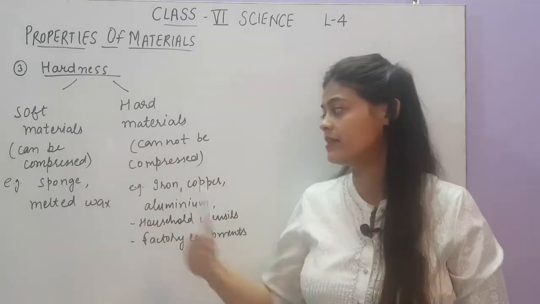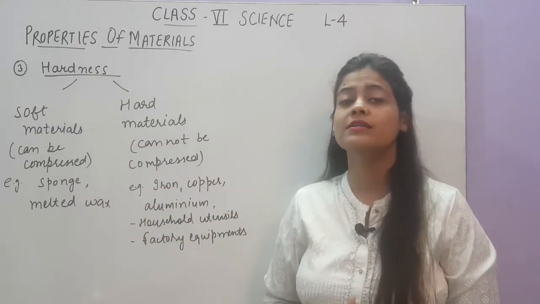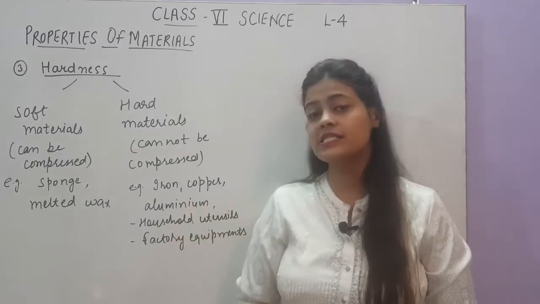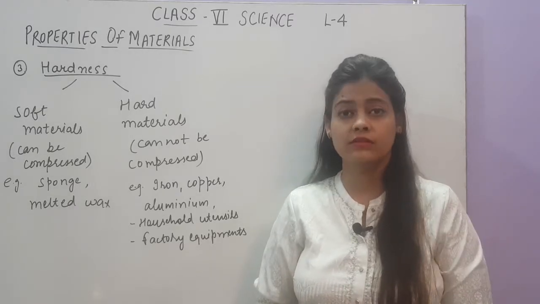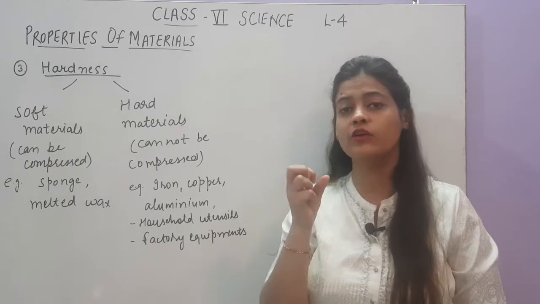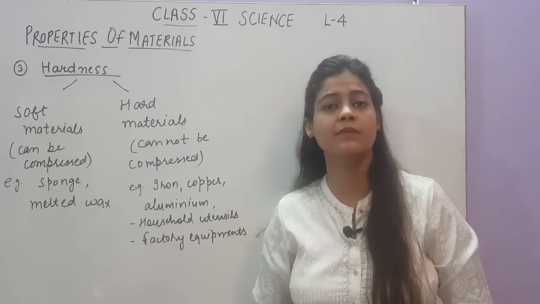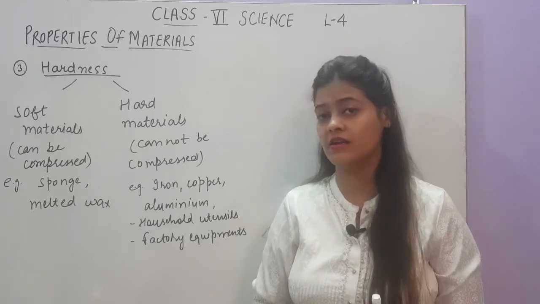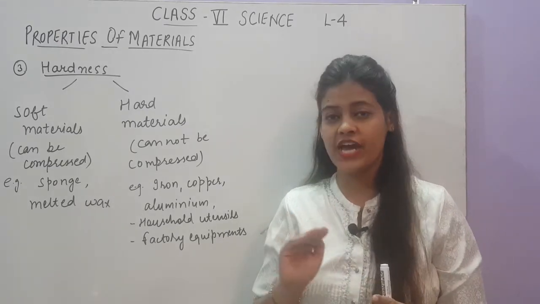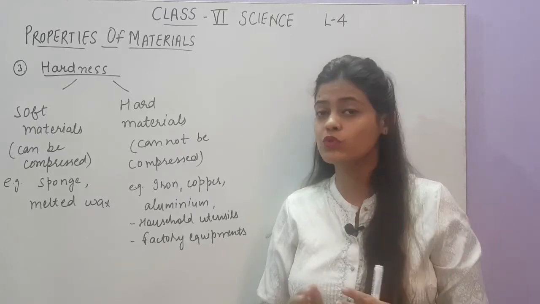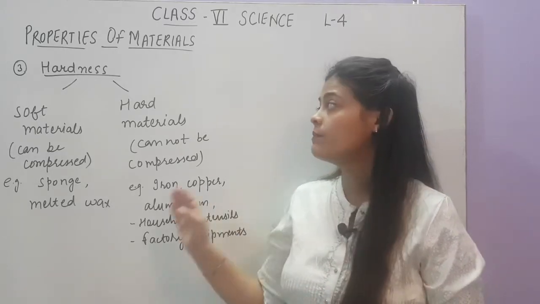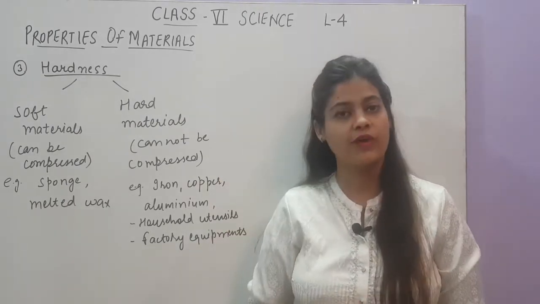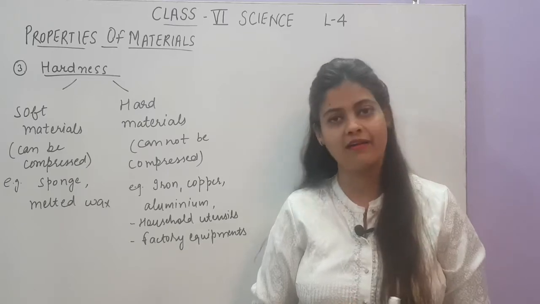Examples of soft materials are sponge or melted wax. Melted wax you must have seen, it is very soft to touch, as well as cotton. If you take cotton in your hand and press it, it will be easily pressed. It means it is a soft material. Don't confuse texture and hardness. Texture is when you touch anything, it feels smooth or rough. But to find the hardness, you have to press that material. Then you will be able to find whether the thing is soft or hard.